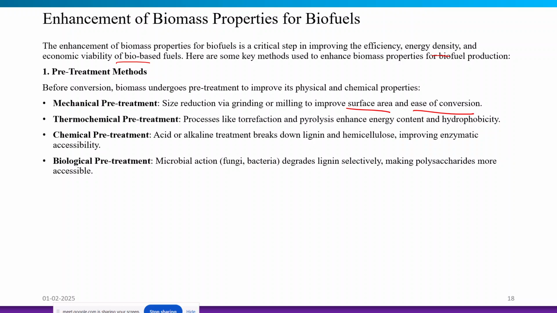Next is the biological pretreatment that we can do. That is the microbial action like fungi, bacteria. It degrades the lignin selectively. So we can use those microbes to selectively degrade the lignin. So we can decompose the lignin and do the pretreatment process for the biomass to make it suitable for the further conversion steps, making polysaccharides more accessible so that dissolution can be done easily.